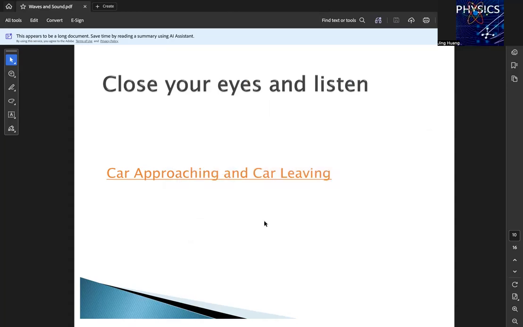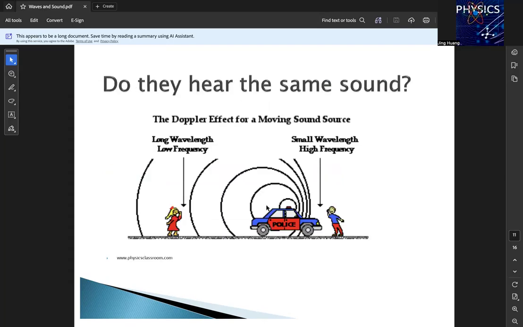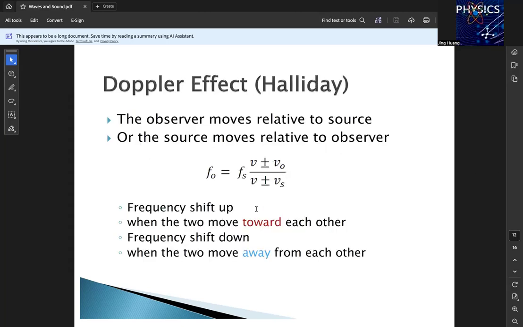When a car approaches you, or when a car is leaving, going farther away from you, they actually sound different. This is what we call the Doppler effect. When the car is approaching, it sounds with a high pitch. When the car is going away from you, it sounds more low pitch. So from how the sound frequency changes, we can detect which direction the car is moving. This is a valid way for us to determine the direction of a moving object by analyzing the sound it sends out. This is what we call the Doppler effect.